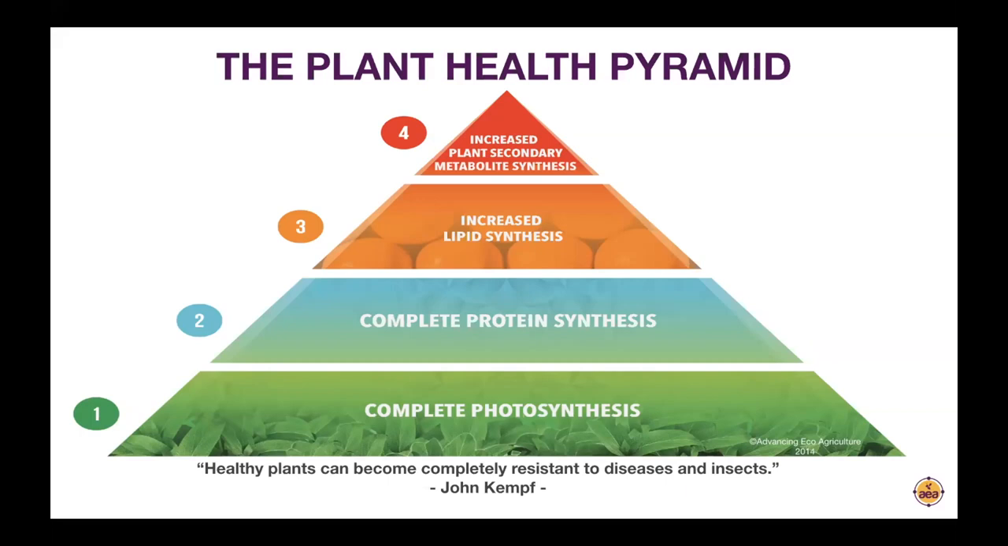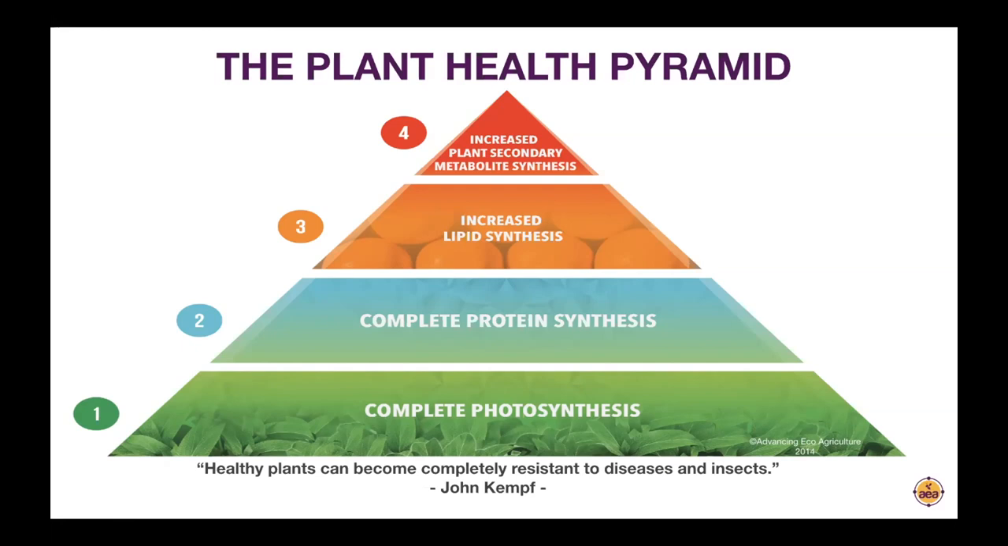So these PSMs are compounds, these are phytoalexins and terpenoids and sesquiterpenes and bioflavonoids and all these various compounds that plants produce as plant protectants to protect themselves from ultraviolet radiation, from insect attack, from disease attack, and so forth. And it's worth pointing out that these top two levels of the pyramid, particularly level four, plant immunity and resistance to diseases and to insects shifts from being passive to being active.